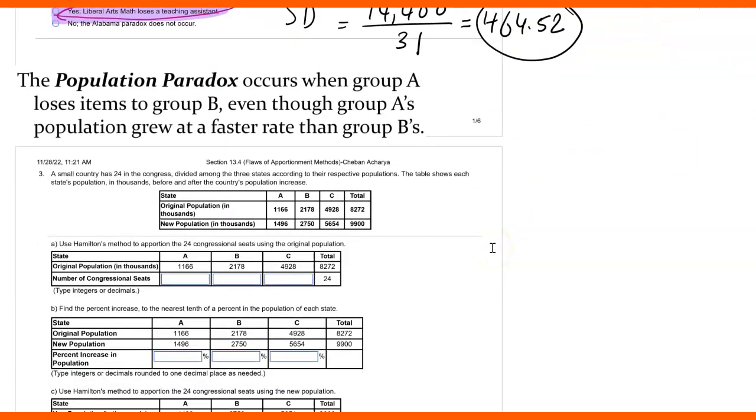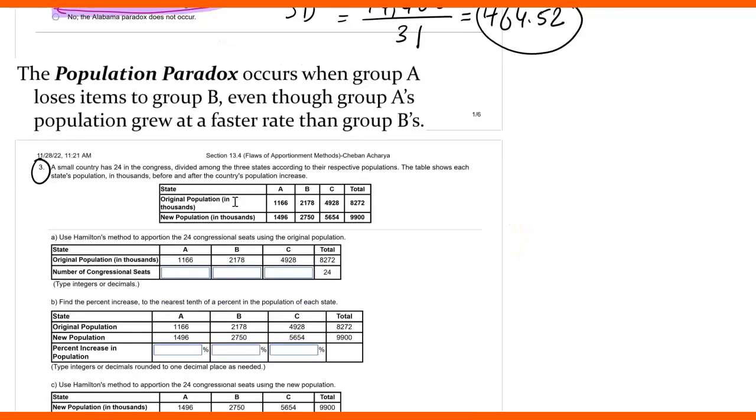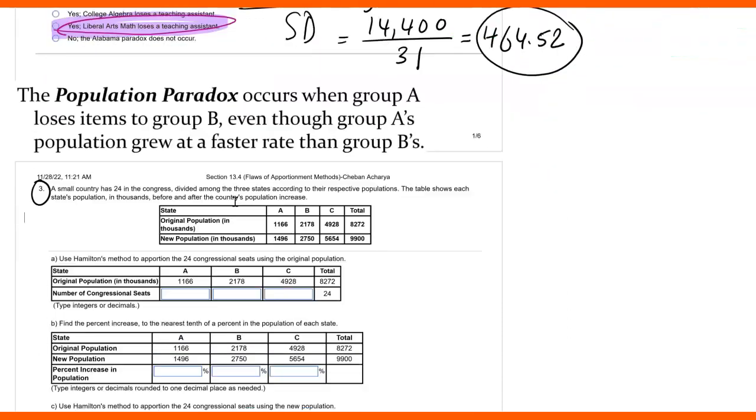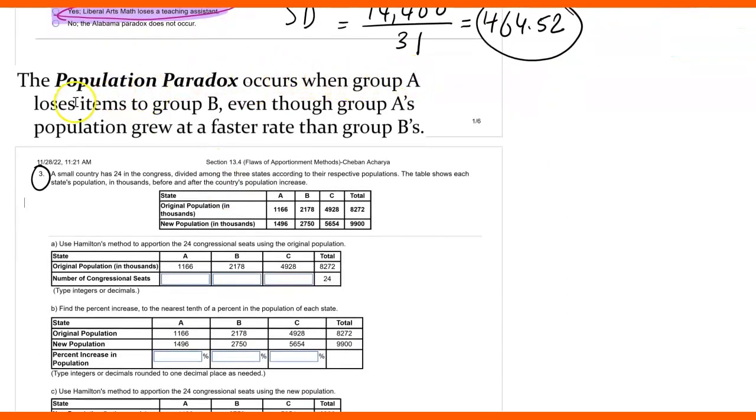All right. Question number 3. The population paradox. Okay, this is a longer question here, and look at the definition here. The population paradox occurs when a group A loses an item to a group B. That's a very important one. The group A loses the item to group B even though group A's population grew at a faster rate than group B. Notice that one of the groups loses the quota or item to group B, even though the group which loses the item grew at a faster rate than group B. Okay, again I'll do the examples and I'll explain that for you guys.